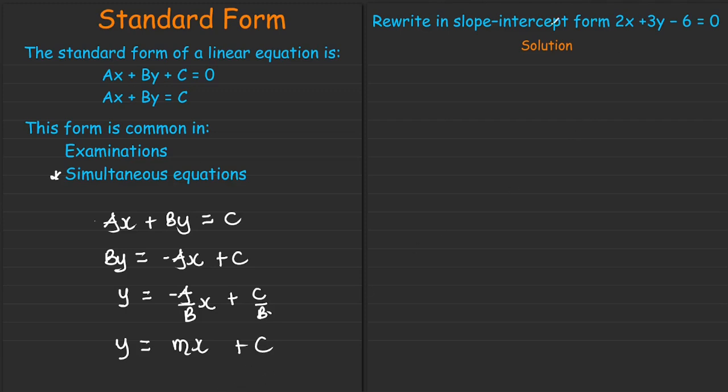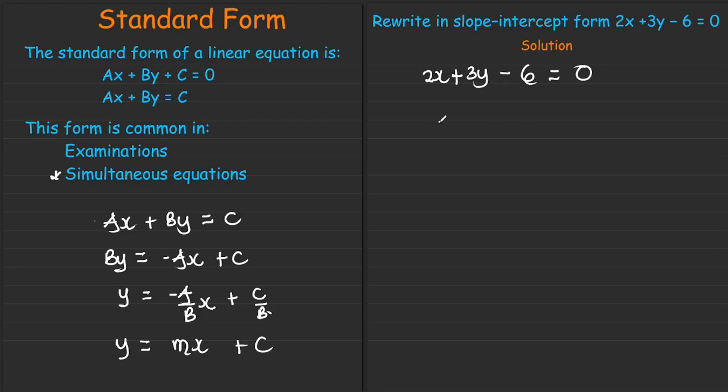To try that out, let's take this example. It says, rewrite in slope-intercept form: 2x plus 3y minus 6 equals 0. So we have 2x plus 3y minus 6 is equal to 0. Now, as you have seen, this is an equation of a line written in the standard form.